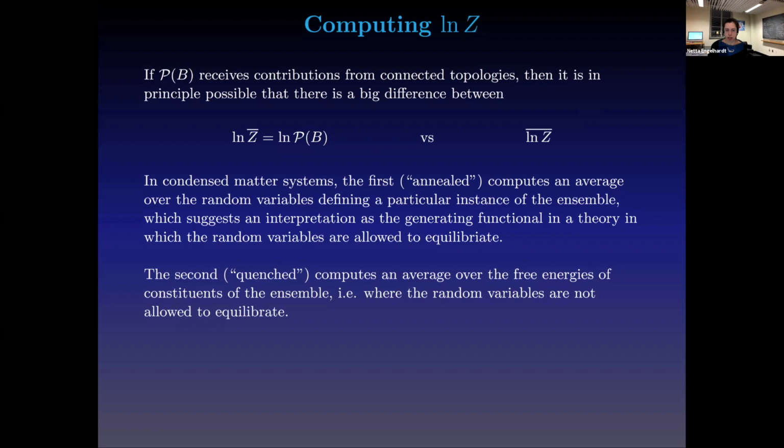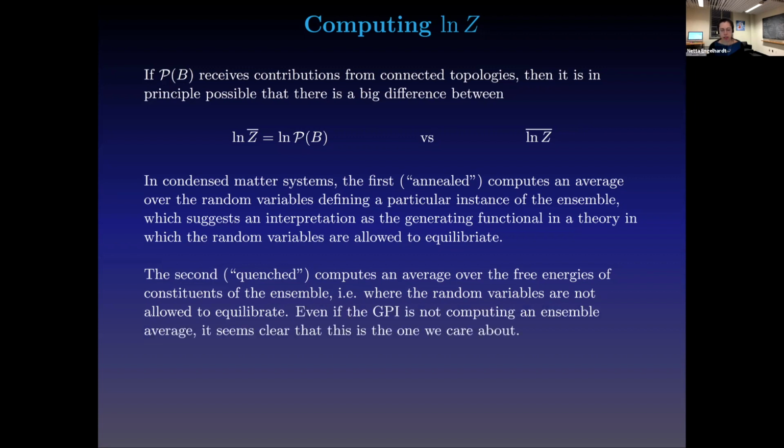Now, the second one, the so-called quenched free energy, or the quenched average, computes an average over the free energies of the constituents of the ensemble. So where the random variables are not allowed to equilibrate. And even if the gravitational path integral is doing something different, this latter one certainly has more of the flavor of what we care about in this case.